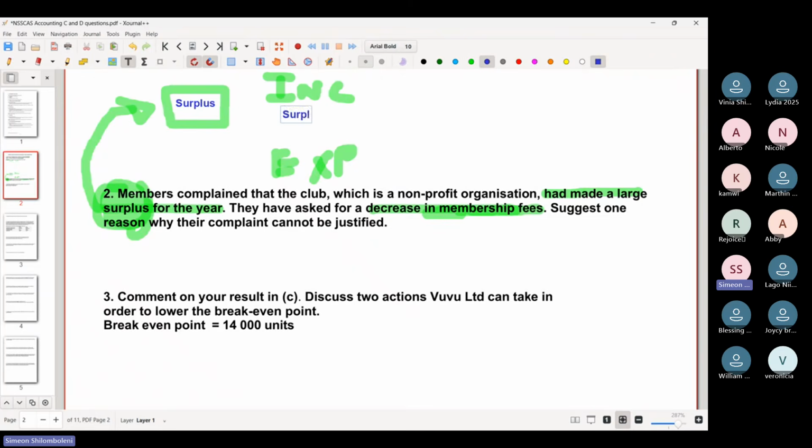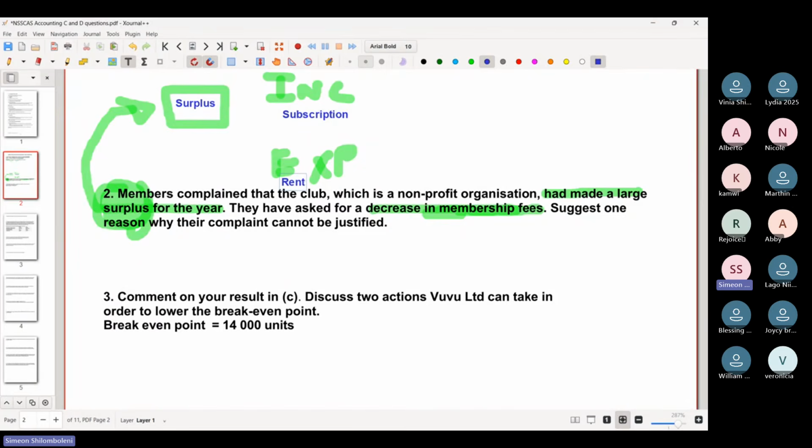But if most of that surplus came from subscription, then you can see, oh, what you are saying, I really agree, because we made too much surplus because your subscription is too high, so let us decrease it. Or if you come here and you notice that there's an expense, for example, rent, that is too high, or that is too low, rent will always be there. So even if you decrease your membership, it's not going to affect you.